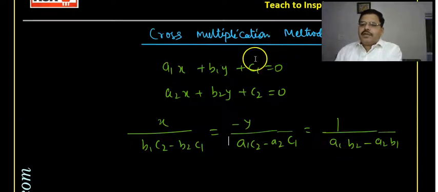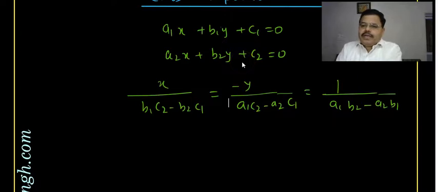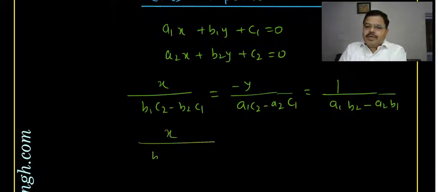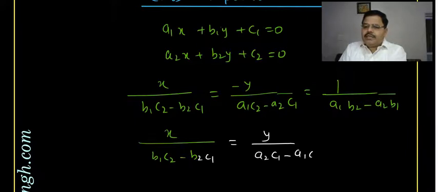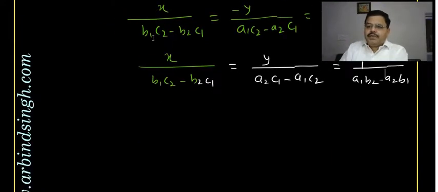Like this. Further, it can also be written as, you can number them 1, 2, 3. The value of x is this multiplied to that side, and that will be the answer. Similarly, the value of y is this multiplied with that side, and the negative sign goes to that side, and you will get the answer. Further, it can be written as x upon b1 c2 minus b2 c1 is equal to y upon, if you multiply by the negative sign, a2 c1 minus a1 c2, is equal to 1 upon a1 b2 minus a2 b1. So, from these three relationships, this one is 1, this one is 2 and this one is 3.